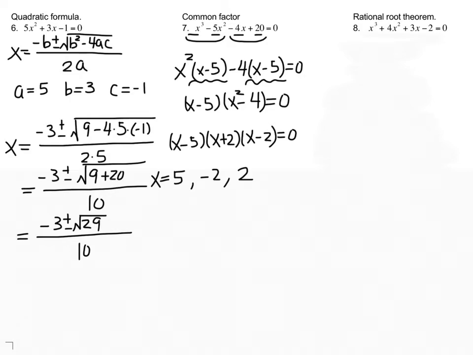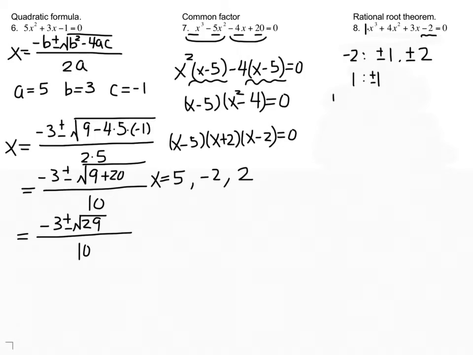Number 8, rational root theorem. When it comes to the rational root theorem, there's no other way except trying the roots. So according to the rational roots, what are the possible roots? I'll take the factors of my constant, which is -2. What are the factors of -2? It could be positive or -1, positive or -2, over the leading coefficient. The leading coefficient is 1. So the factors of 1 should be positive or -1.